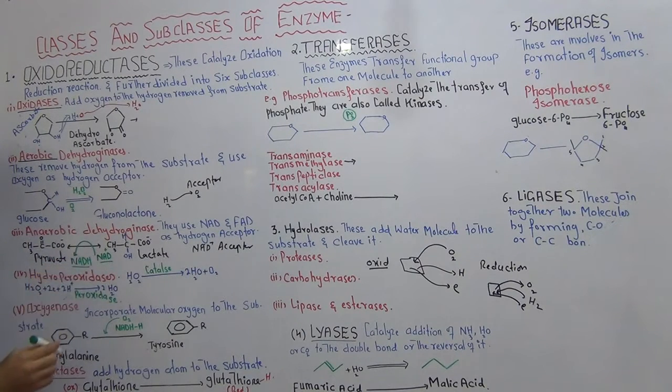NAD is the oxidized form. NADH is the reduced form. You can write another H as well, but you will write a plus sign. But don't worry. The main focus is that hydrogen. This is oxidized. This is reduced. So this is another enzyme, anaerobic dehydrogenase.